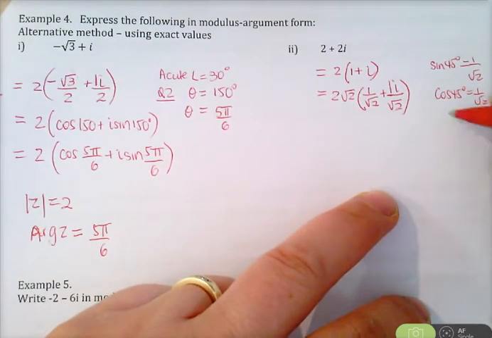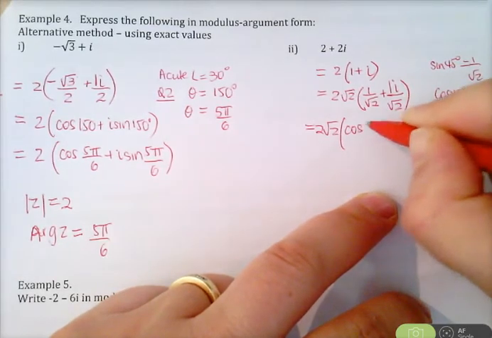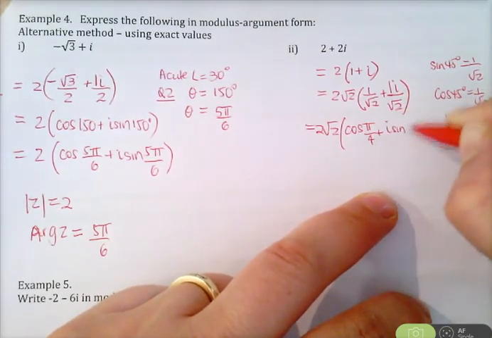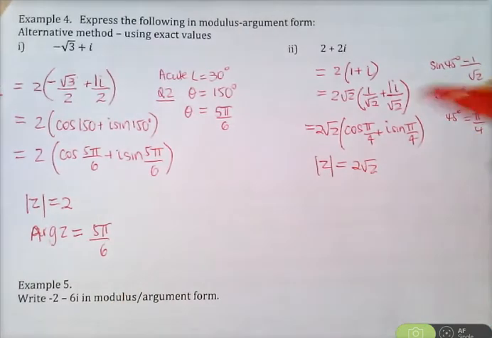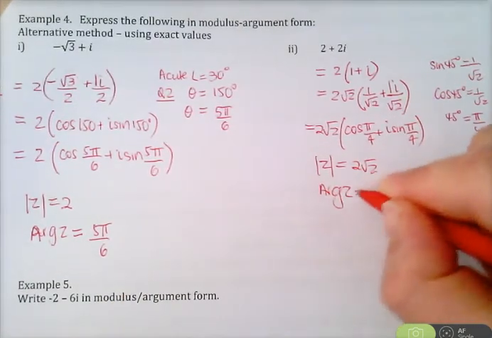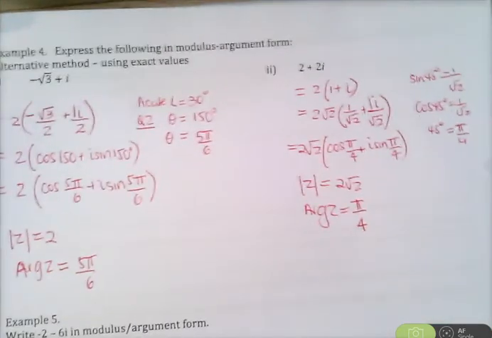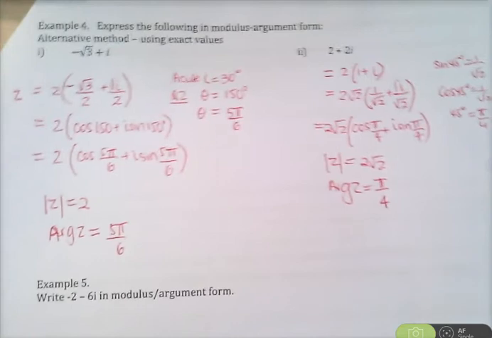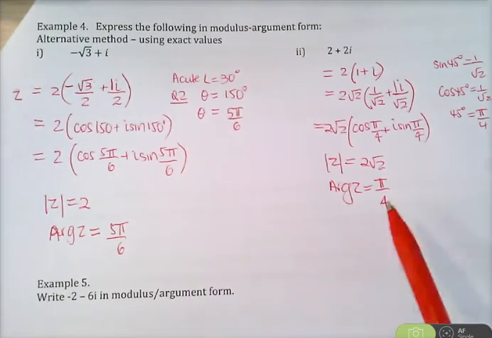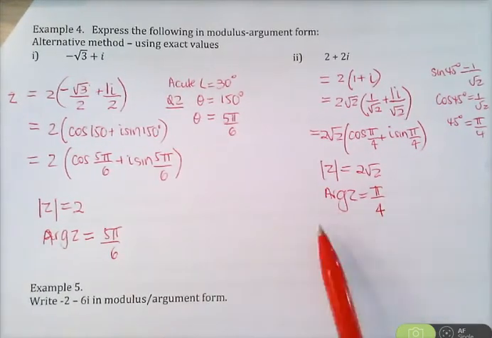And we know that 45 degrees is also the same as pi on 4. So therefore this will be written as 2 root 2 cos of pi on 4 plus I sine pi on 4. So the modulus of z is 2 root 2, and the argument of z, the principal argument, is pi on 4. Now you don't have to use this method here. It'll only work for angles related to 30, 45 and 60 degrees. It won't work for other angles. So you're probably just better off using the normal method, but you may come across it, so it's good to know that method.